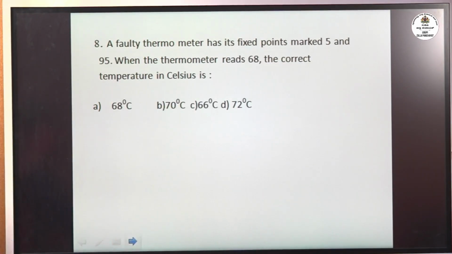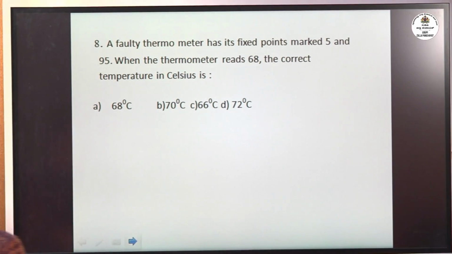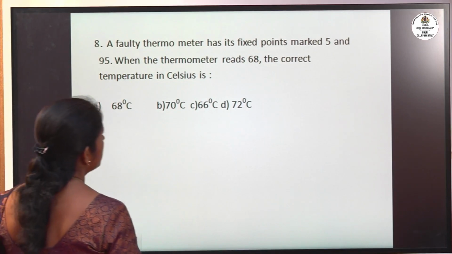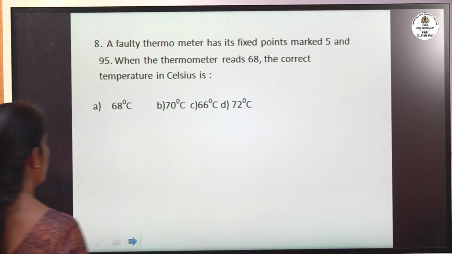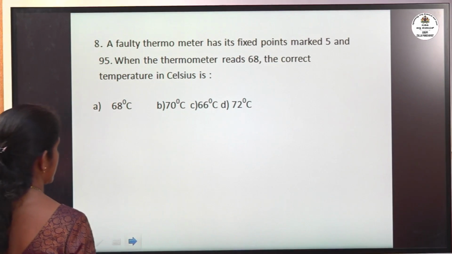A faulty thermometer has its fixed points marked 5 and 95. A faulty thermometer means the thermometer has damage. In the damaged thermometer, the minimum reading is 5 and the maximum point is 95. When the thermometer reads 68, the correct temperature in degrees Celsius is?